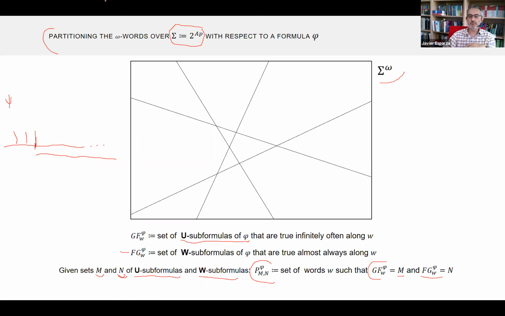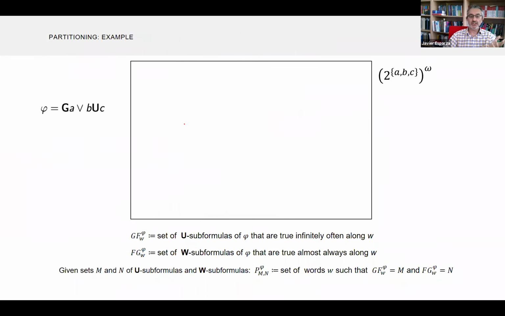And this defines the partition. So this is, for example, an element of the partition for two sets M1, N1. If your sets are M1 and N2, then that gives you another element, M3, N4, and so on. And of course, some of these sets might be empty. Good, let me just give you an example, which should make things more clear.